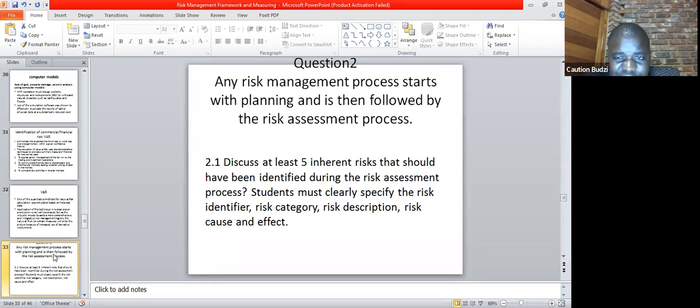Question 2 reads: any risk management process starts with planning and is then followed by the risk assessment process. Discuss at least 5 inherent risks that should have been identified during the risk management process. Students must clearly specify the risk identifier, risk category, risk description, risk cause and effect.